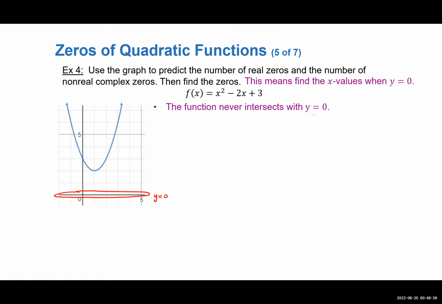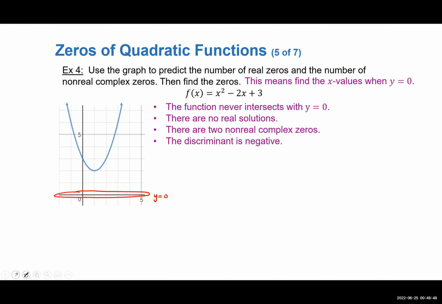Because the function never intersects y equals 0, there's no real solutions. That means there are 2 non-real complex solutions or zeros. You also know that because the discriminant is negative. The discriminant is that square root part, b squared minus 4ac. If you just do that and you find it's negative, you know that when you take the square root of a negative, it's not going to be a real number. So therefore, it has to be complex or imaginary numbers. Complex numbers are in the set of imaginary numbers.